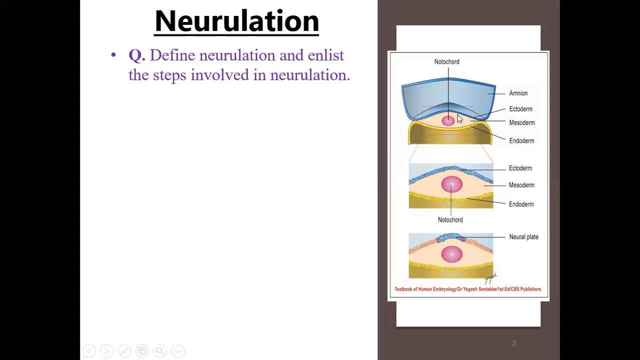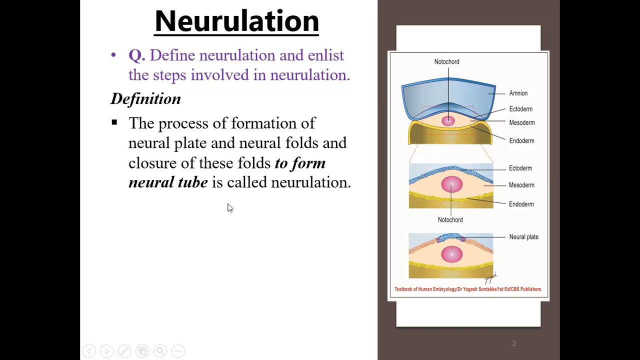So firstly, we have to understand this is a trilaminar embryonic disc. The notochord has been already formed. Now this notochord is the primary inducer or organizer for the neural plate formation. That is the overlying ectoderm or the epiblastic cells. They are organized into a plate-like structure which is known as neural plate. So what is the definition? The process of formation of the neural plate and neural folds and closure of these folds to form a neural tube is called neurulation.